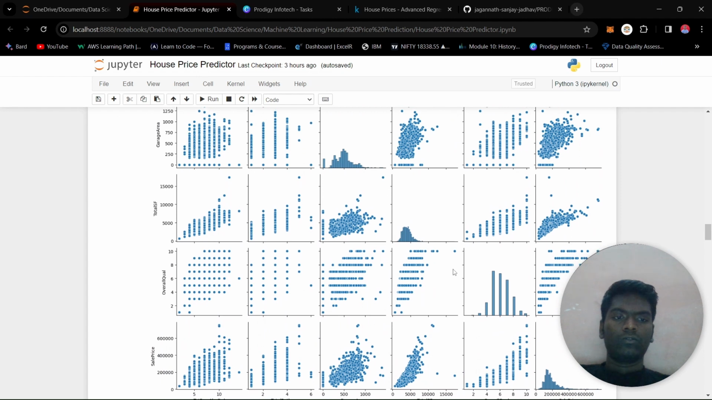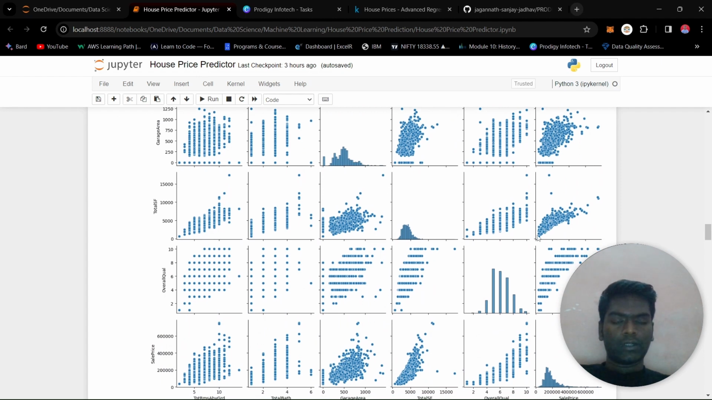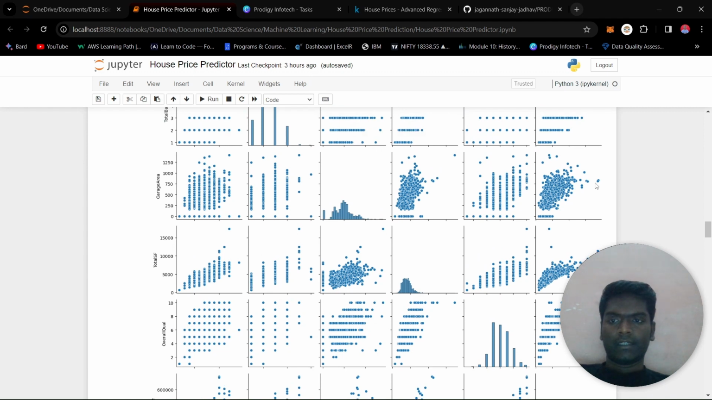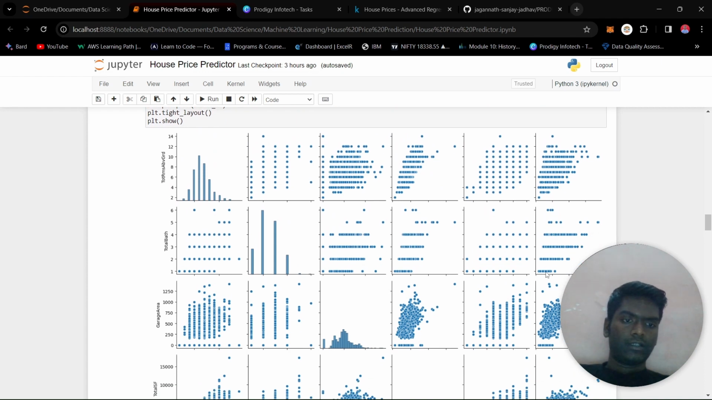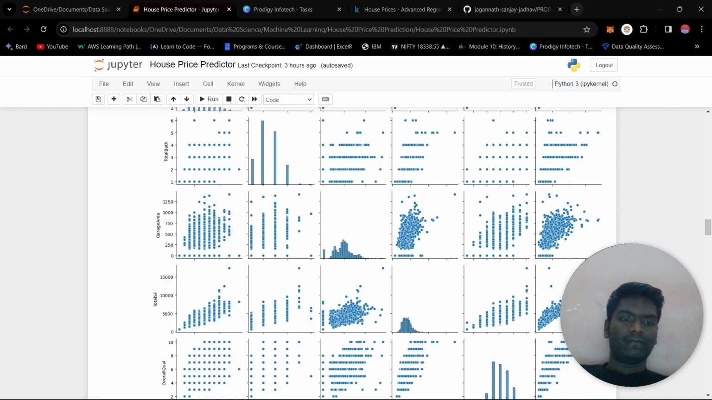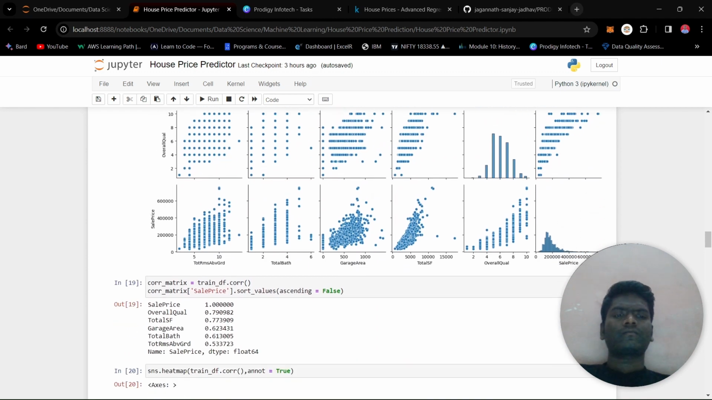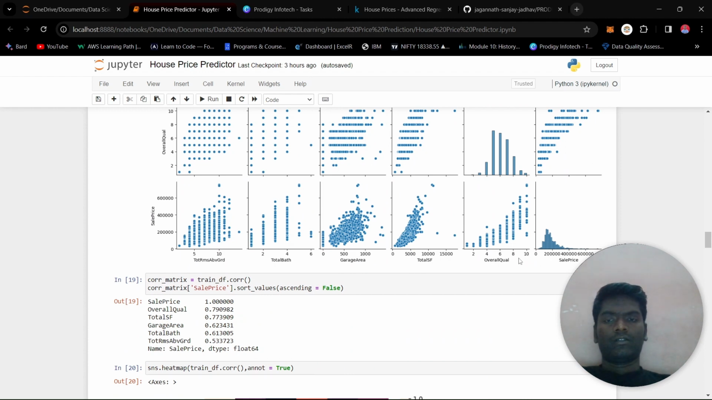So we just got to know that this total SF was showing a linear regression over here. Then garage area was also showing a linear regression over here. Whereas total bath was not showing a linear regression. But if you see, it is a linear pattern, but only the patterns are very structured in a manner, not like these two scatter plots. So from the visuals, I got to understand how the correlation is working with sale price.